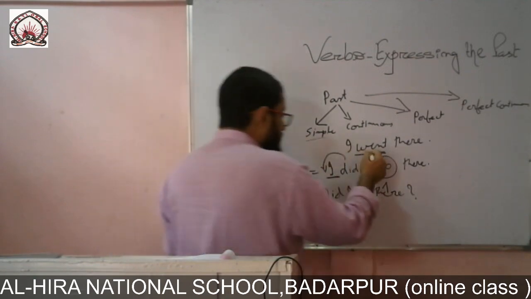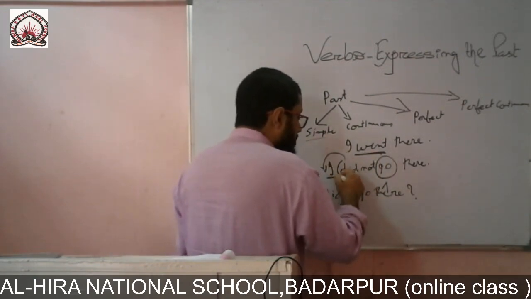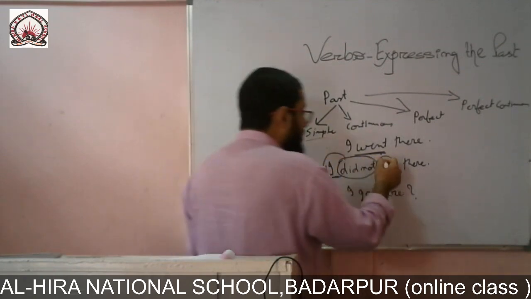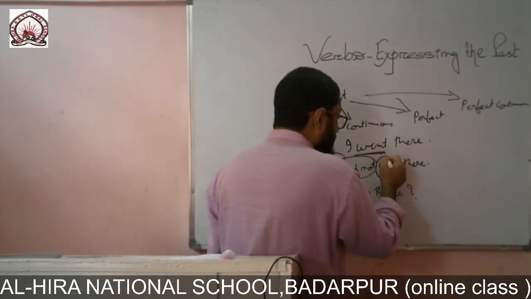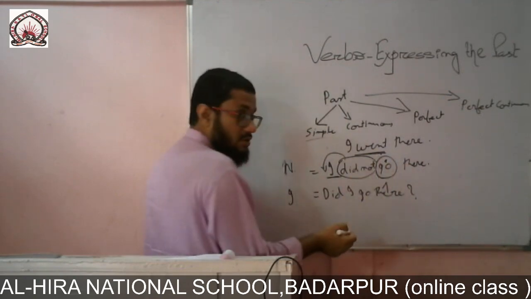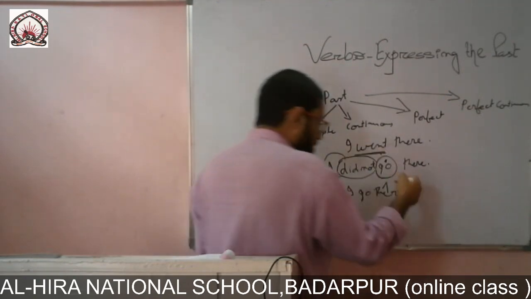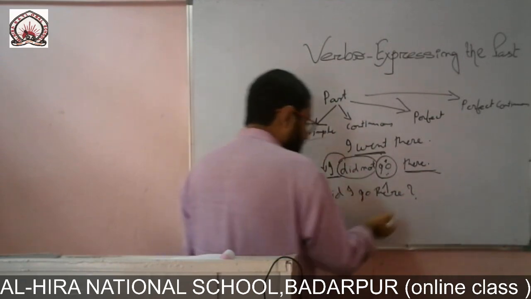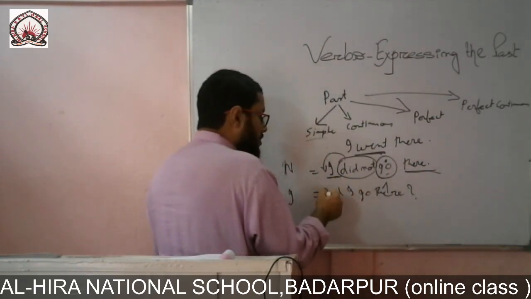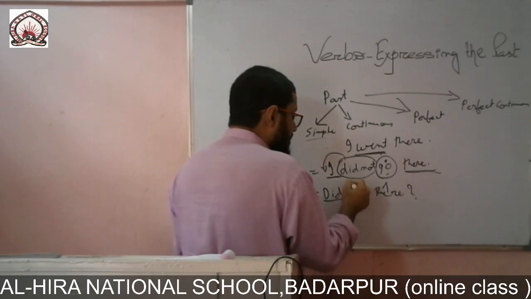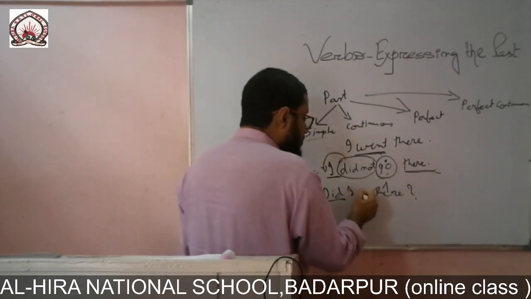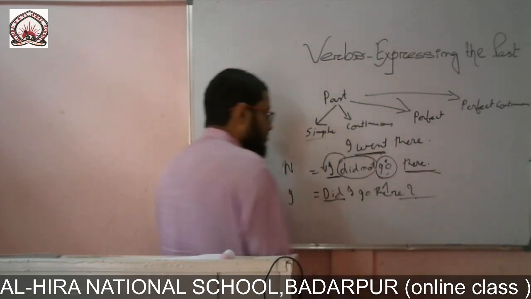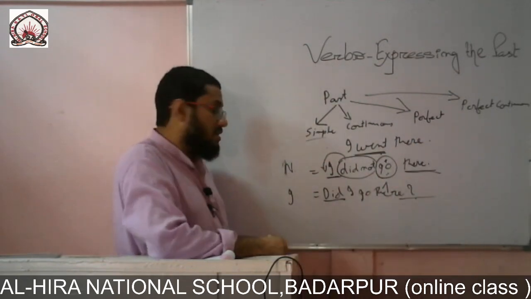If the second form is given, if you want to make it negative, just put did not before the verb and convert the verb into its first form, then the rest of the things will remain the same. Then if you want to make it interrogative, just put did before the subject, then write the subject, then put the first form of the verb, then the rest will remain the same. I hope you have understood.